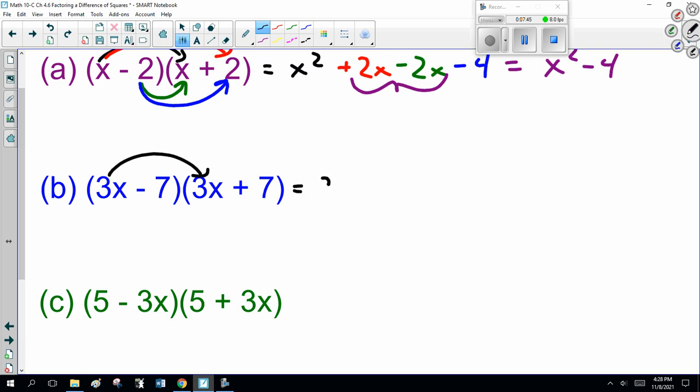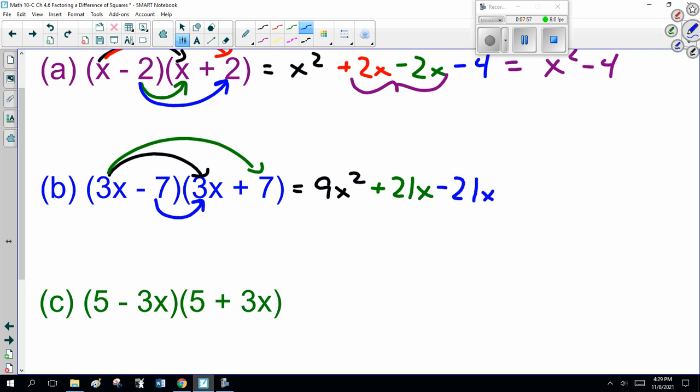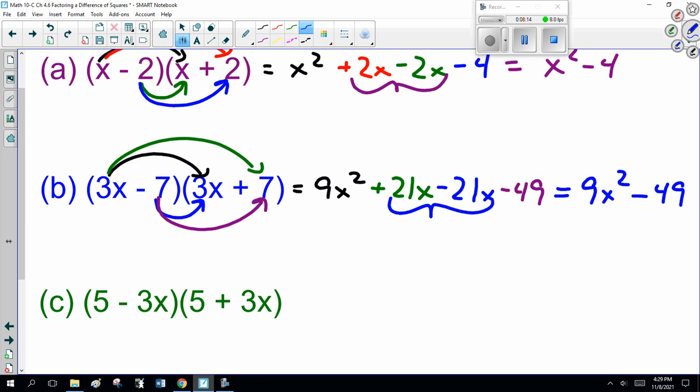3x times 3x is 9x squared. 3x times 7 is plus 21x. Minus 7 times 3x is minus 21x. Minus 7 times minus 7 is plus 49. And that equals 9x squared minus 49. Notice our middle terms are canceling out again.